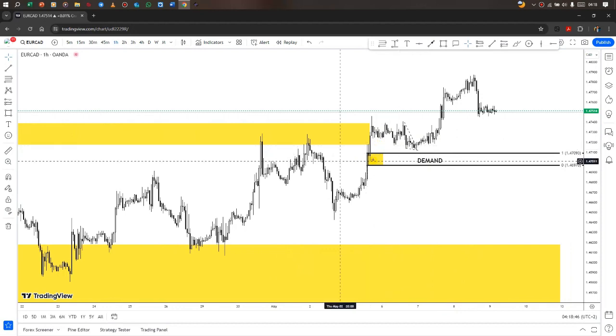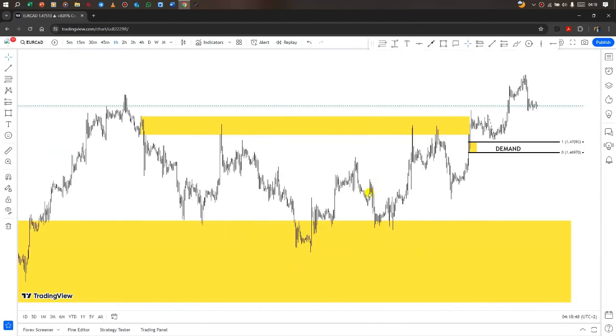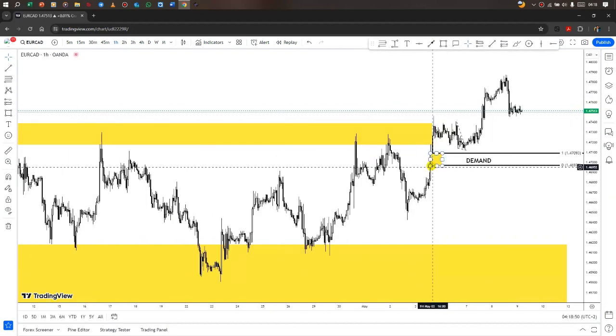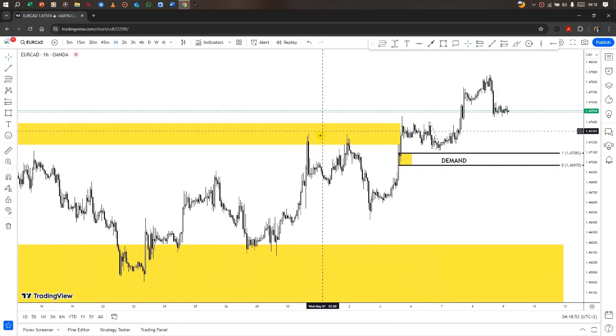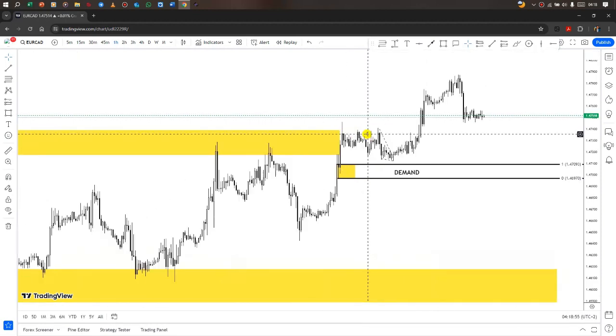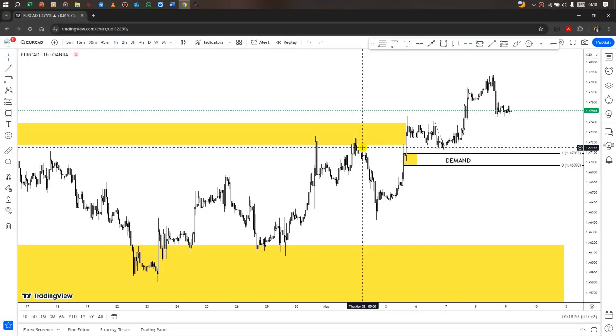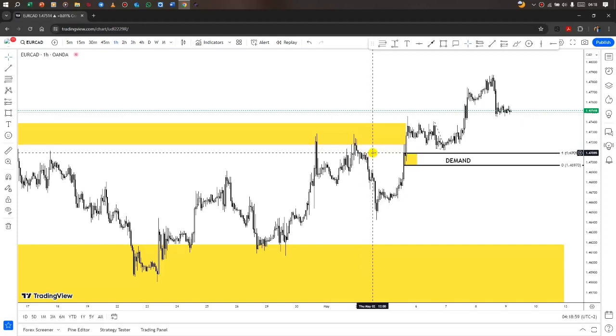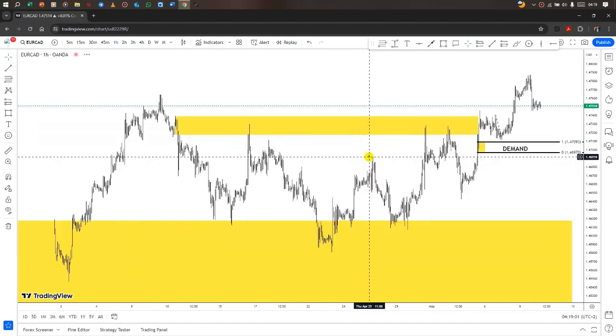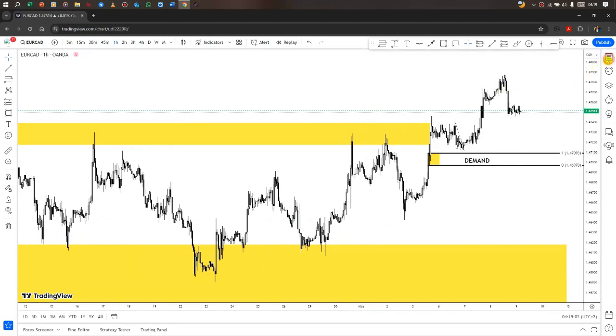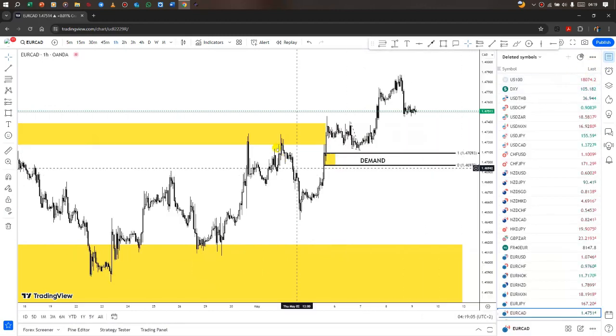You can see that the reason why is because of this demand zone here, which is within a daily demand zone. So always respect the higher time frame zones, guys. Always make sure that your zone is within a higher time frame. What I mean by the higher time frame, I mean the monthly, the weekly, and the daily. Okay, so let us go to the next pair.